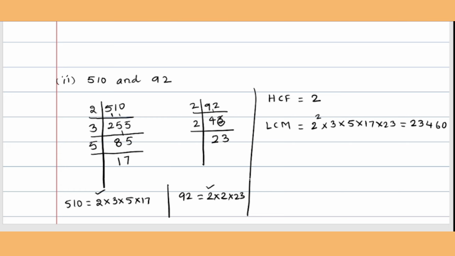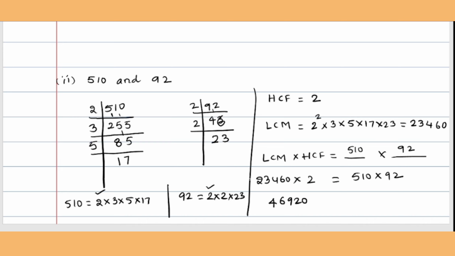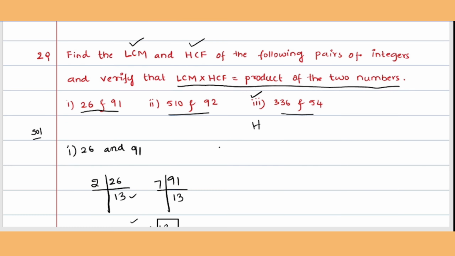Now the verification we have to do here. LCM multiply HCF is equal to the product of two numbers. Those are 510 and 92. The LCM of both numbers is 23460. Multiplies HCF is nothing but 2, which is equal to 510 multiplies 92. When multiplying 23460 with 2, we get 46920. When multiplying 510 with 92, we get similarly 46920. Thus we have done. The rest is homework.